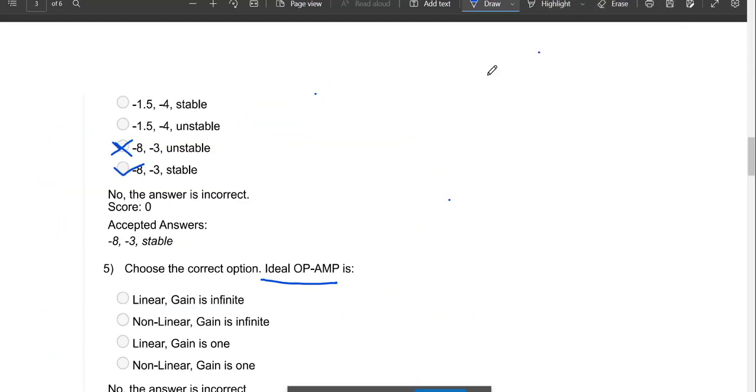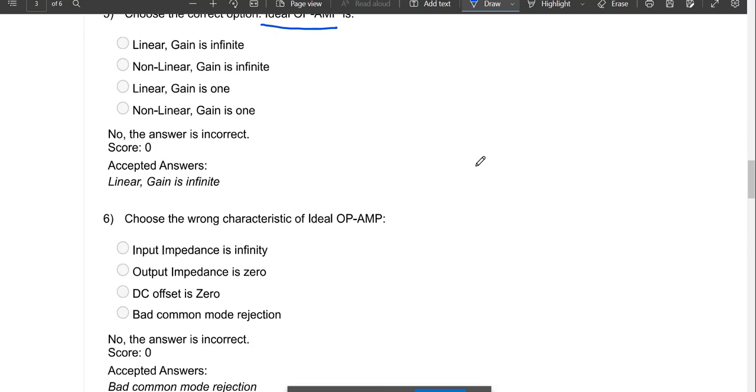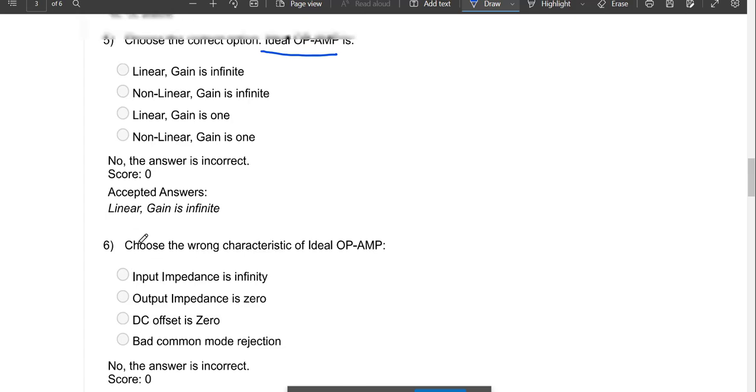Let's go to question number 6. Since we have already discussed so much, can you tell me the wrong characteristics of an ideal op-amp from the options?